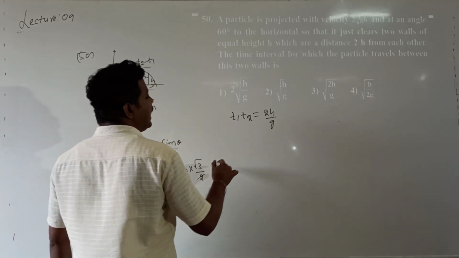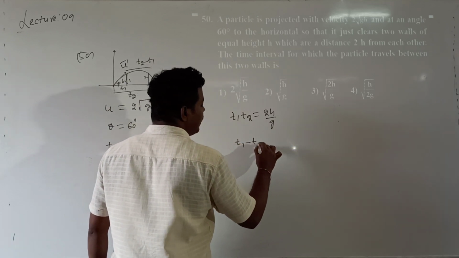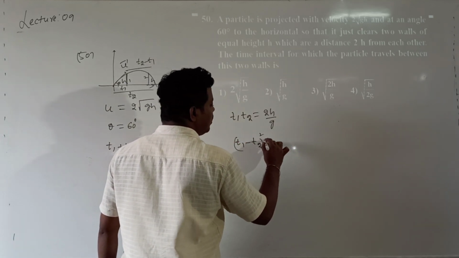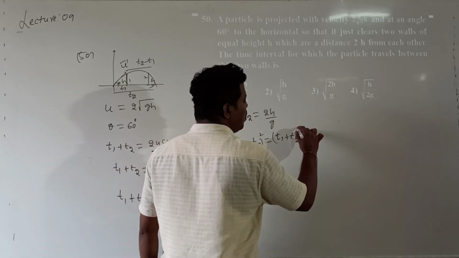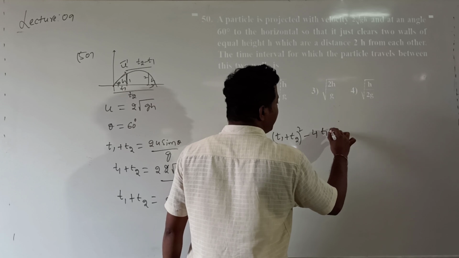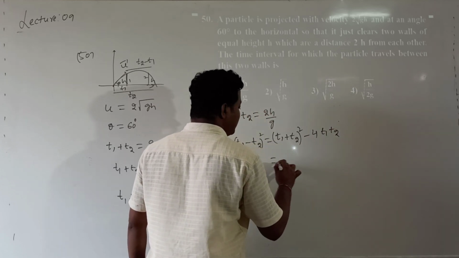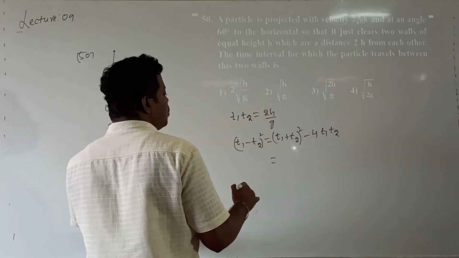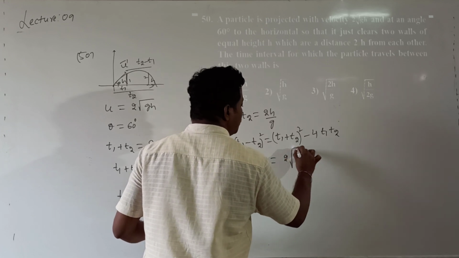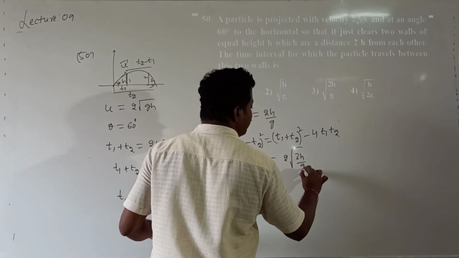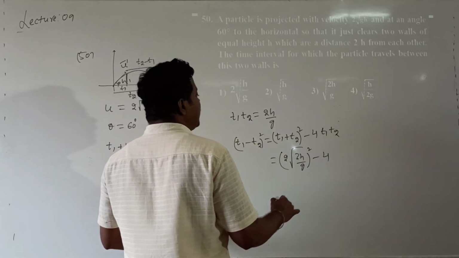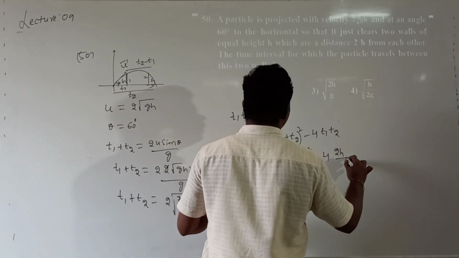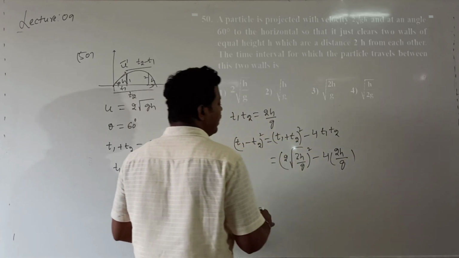I want to calculate t1 minus t2. So what is the formula? t1 minus t2 whole square is equal to t1 plus t2 whole square minus 4 into t1 into t2. Right? So what is the t1 plus t2 value? t1 plus t2 whole square is root over 3 into h divided by g, whole square, minus 4 into t1 into t2, that is 2 into h divided by g. Right? Then what will we get as the answer?